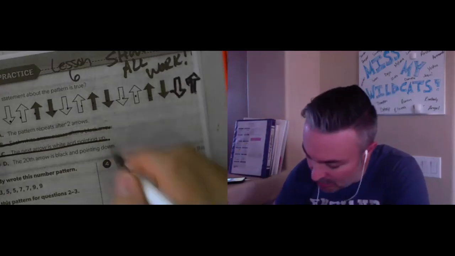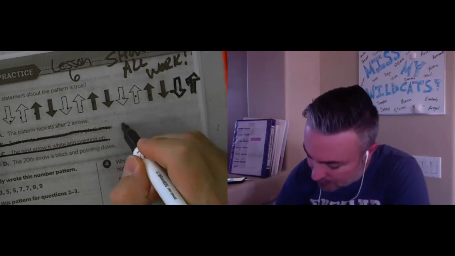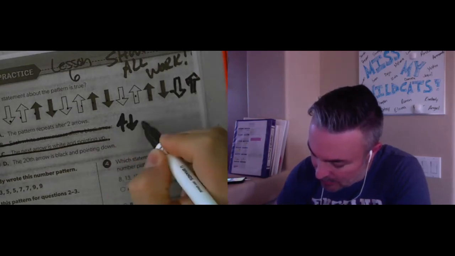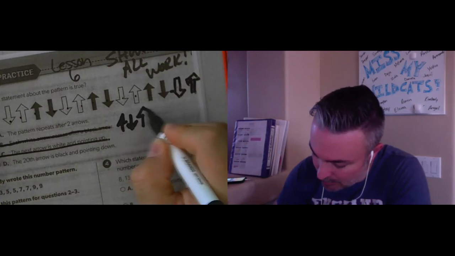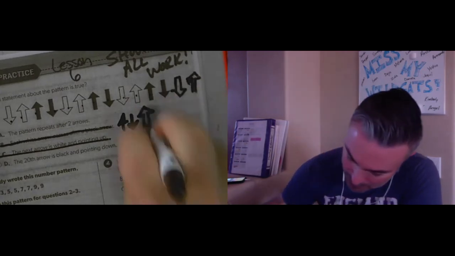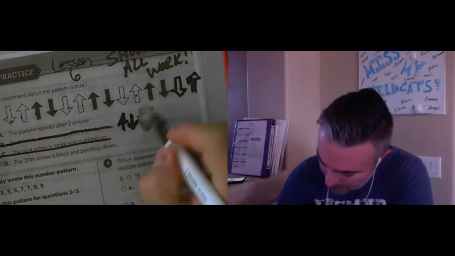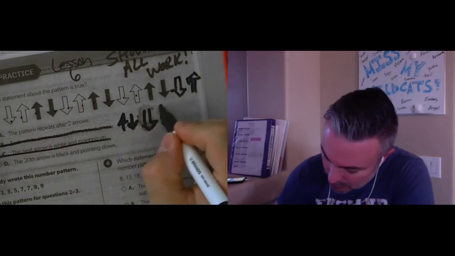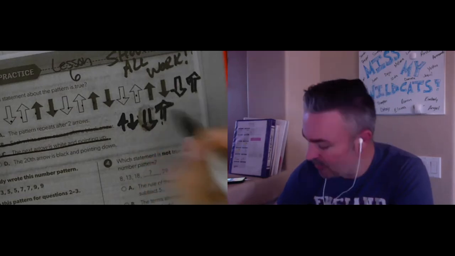The next arrow would be up and black, down and black, up and white. I'm sorry, down and white, down and white, up and white. These arrows are getting worse each time.